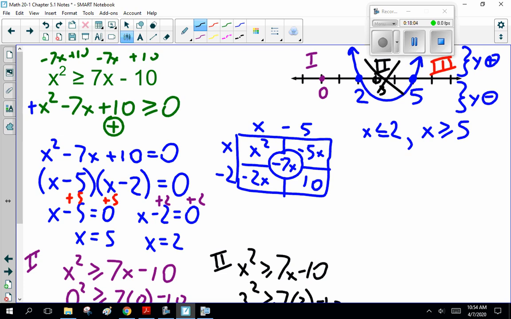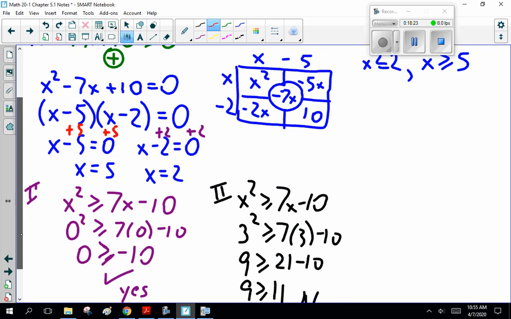So section 1 works: x is less than or equal to 2. Now I'm willing to bet x is greater than or equal to 5 also works. Notice I'm not choosing 5 itself because it's on the line, but I have to go to the third section. What's a nice number to choose? I'm going to choose 6 because I can.